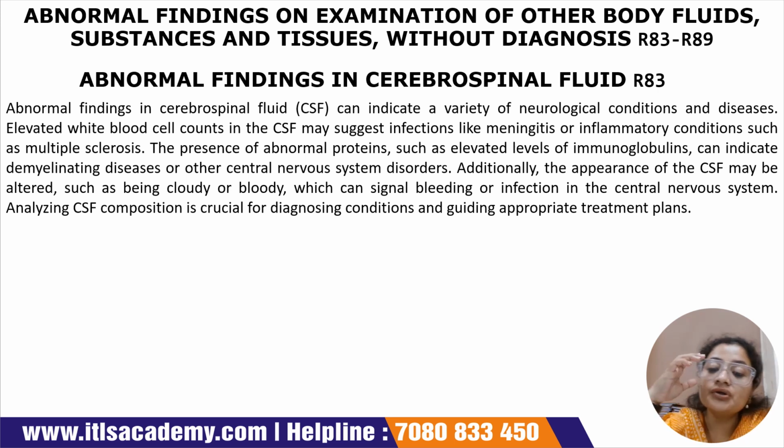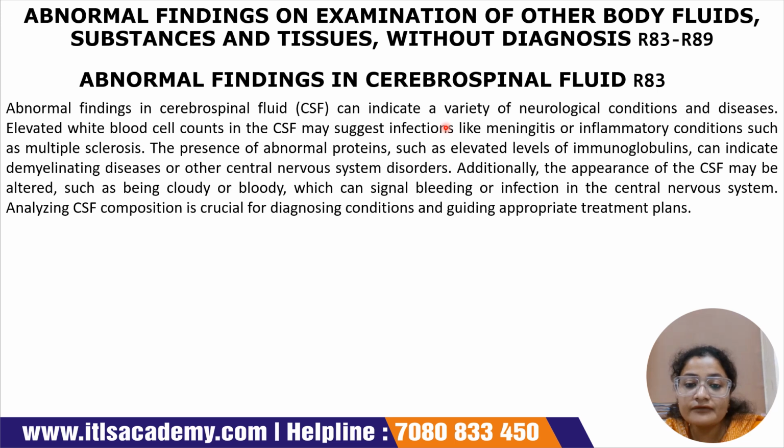Okay, moving on to the next important subcode. As we can see over here, they run from R83 to R89, and they correspond to abnormal findings on examination of other body fluids, substances and tissues without diagnosis. Under this, the first condition that we need to talk about is abnormal findings in cerebrospinal fluid, that is CSF. It is a very important fluid present inside our brain and spinal cord, and it corresponds to the subcode R83.